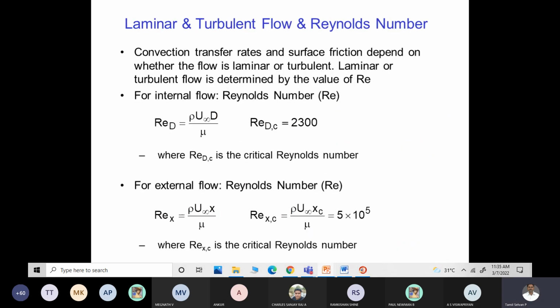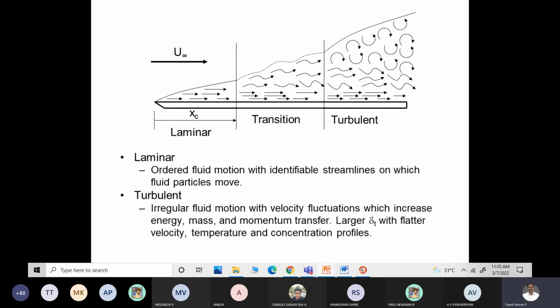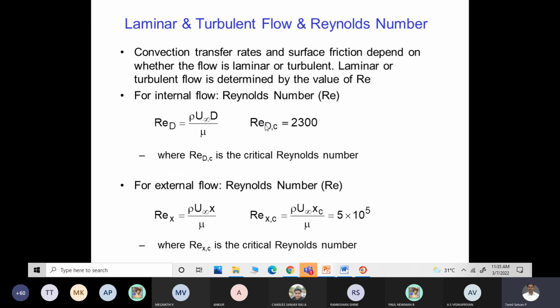Similarly, I have spoken about the Reynolds number. Reynolds number gives us an idea about whether the flow is laminar or turbulent, and up to what distance it is laminar and then turbulent. You can see here, flow over a flat plate, velocity is u infinity. Up to a certain distance you will have laminar flow, then transition takes place, and afterwards it is turbulent. What is the critical Reynolds number for internal flow? Critical Reynolds number is 2300. For flow over a flat plate, it is 5 into 10 power 5. It is for a flat plate alone.